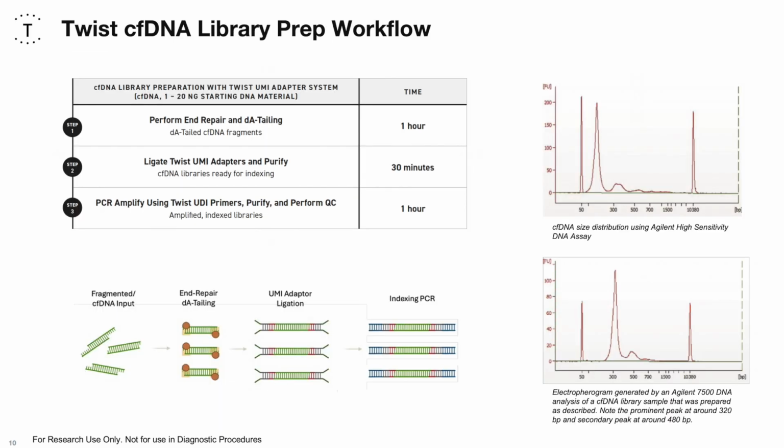Let's take a closer look at the Twist cfDNA library prep workflow. It's a very streamlined and efficient process, which takes around 2.5 hours, including a combined end repair and A-tailing step, UMI adapter ligation with our re-engineered cfDNA ligase, and the PCR amplification with our UDI adapters, followed by purification and QC. The resulting libraries preserve the fragment size distribution characteristic to cfDNA, as shown in the bioanalyzer traces. The workflow can of course be automated.